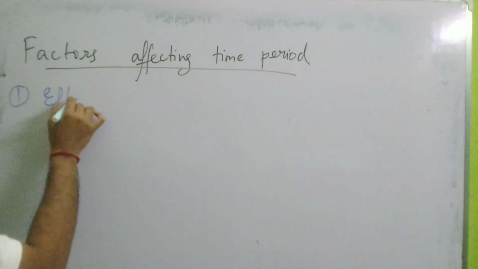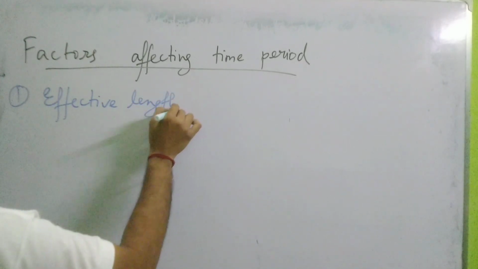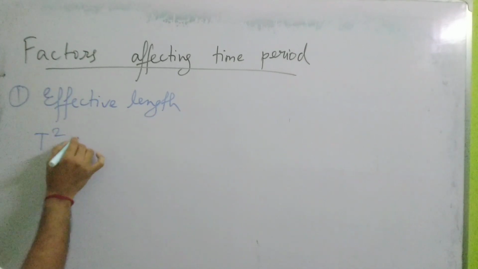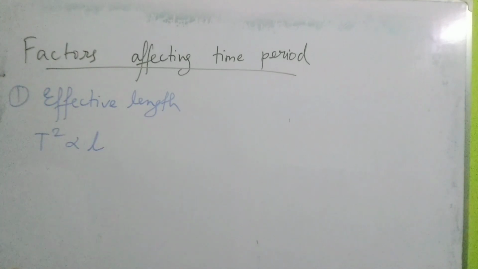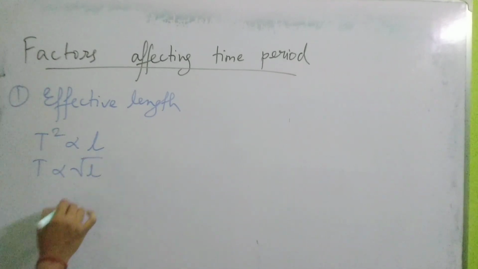Now, as I have already discussed, we have seen that the square of the time period is directly proportional to the effective length, or rather you can also say that the time period is directly proportional to the square root of the effective length. Any one that you can choose. So actually effective length and time period are directly related. As the effective length increases, the time period also increases.